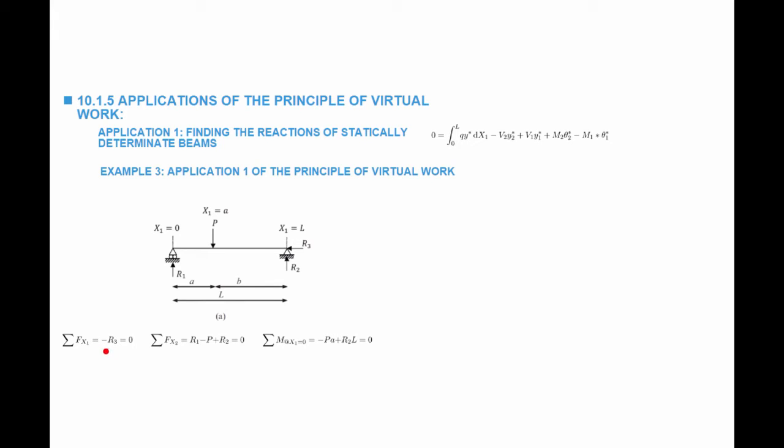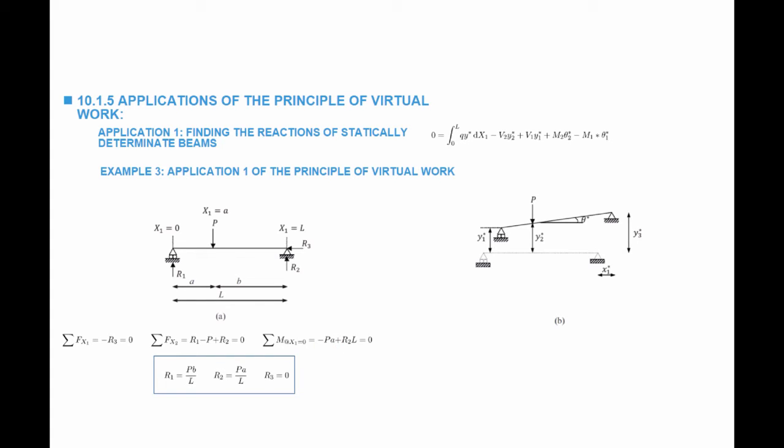So let's look at the first equation. The sum of forces is equal to 0. The only horizontal force we have is R3. So negative R3 is equal to 0. That's the first equation. The second equation: P is acting downwards, so negative P. R1 and R2 are acting upwards, so we have R1 minus P plus R2 is equal to 0. The third equation is taking the moment around this point here. We have negative P multiplied by A plus R2 multiplied by the length L is equal to 0.